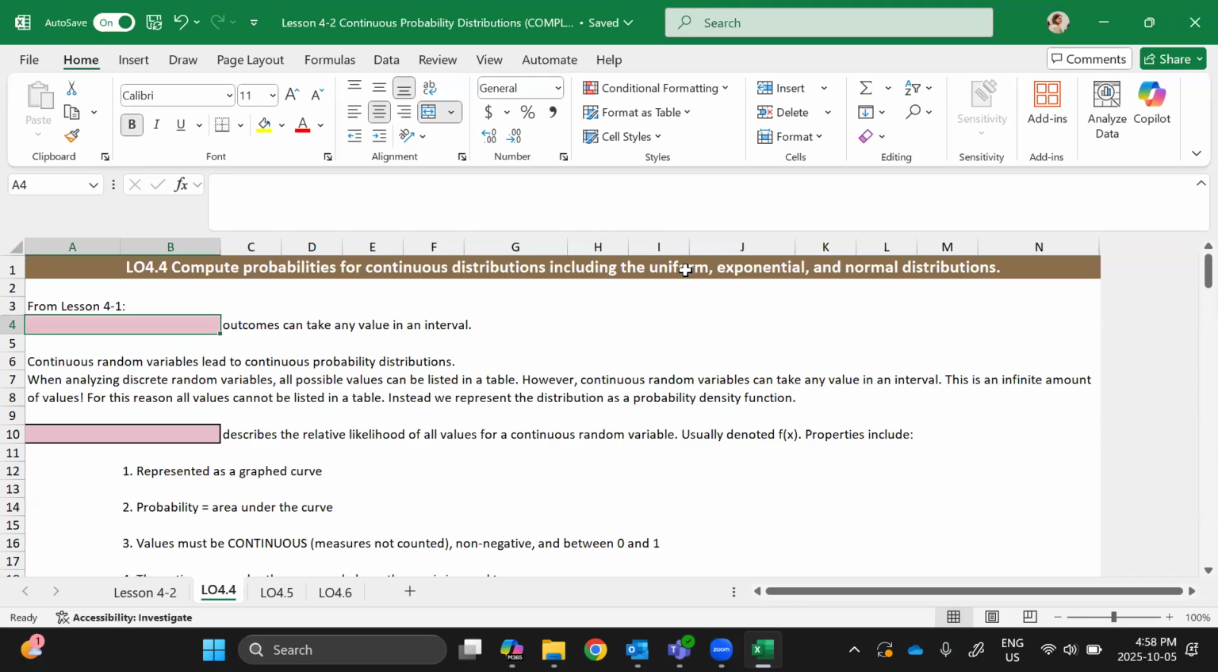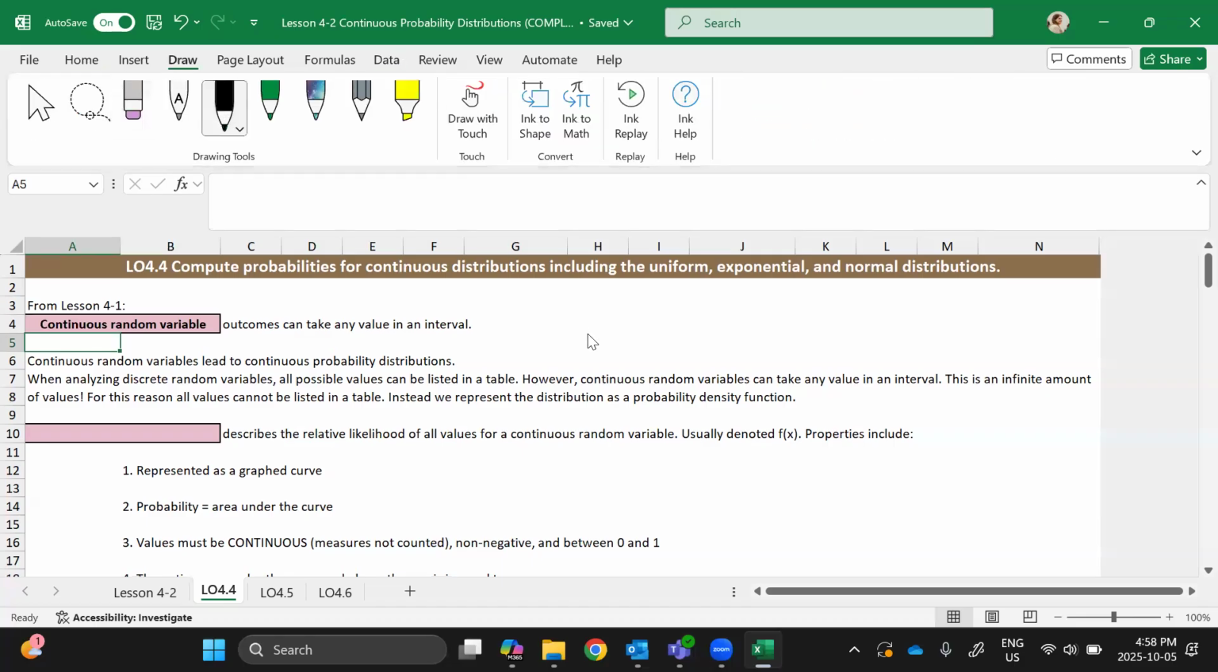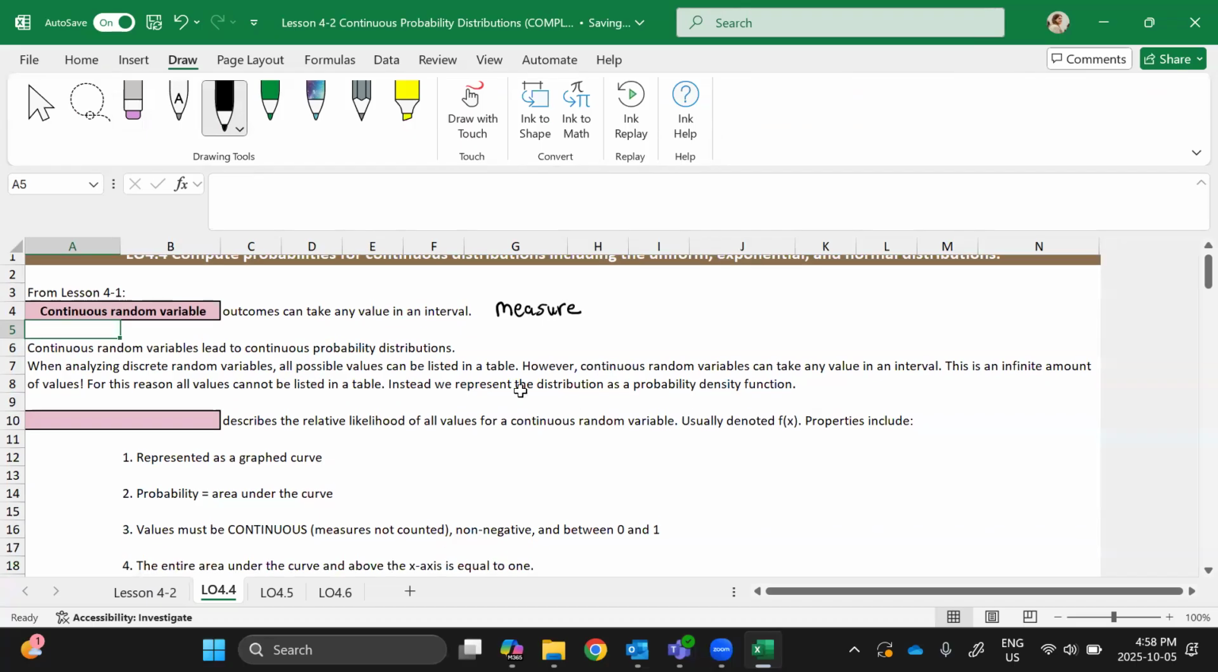Before we get into these three continuous distributions, I just wanted to remind you that a continuous random variable is one that can take any value in an interval. The data is continuous. Usually we know that because it is measured. So when you measure a value, it can take on decimals. It's not something that you just count like a discrete value. The problem is, because it's not something you can count, you won't be able to list all the outcomes in a table.